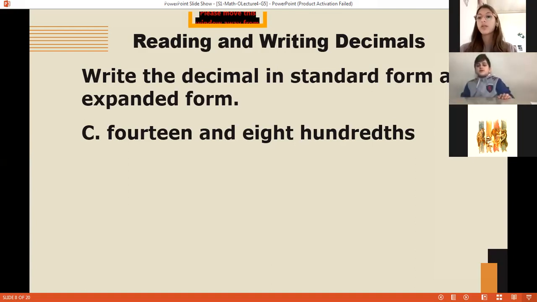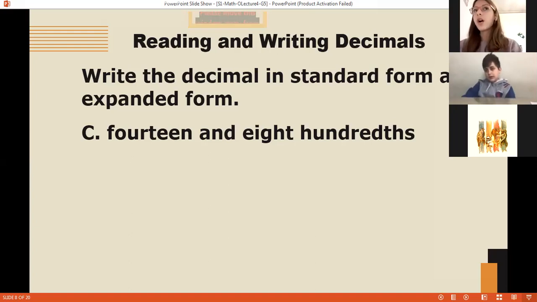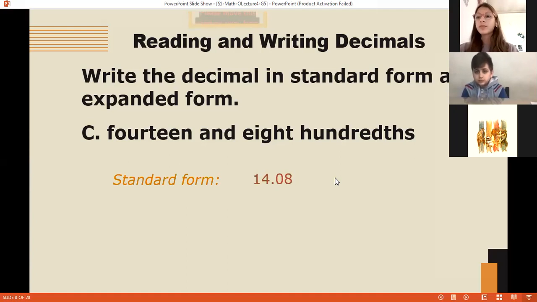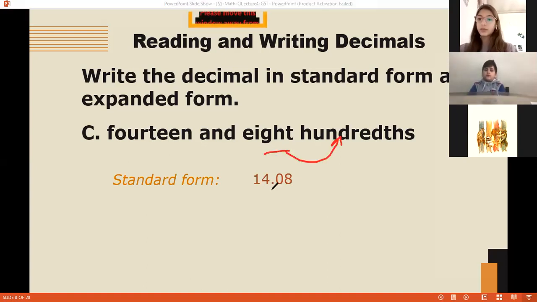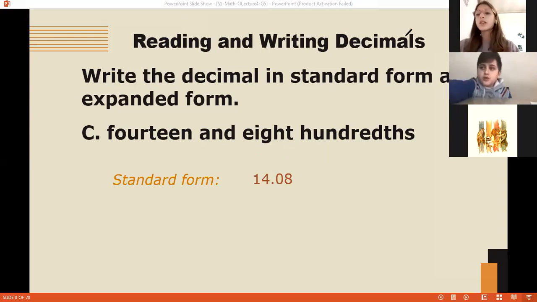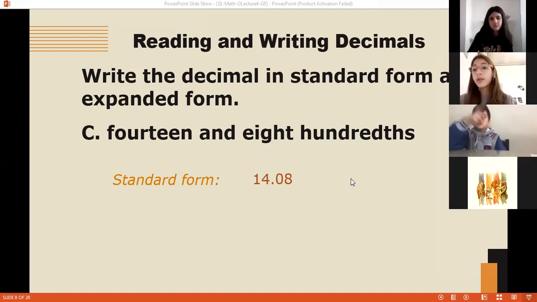14.8? If it were 0.8 we would have said 14 and 8 tenths. Oh, the zeros. Yes, 14.08. Very good, Hala. Excellent, that's correct. So the standard form is 14.08. How did we know? Because I have only 8 in the hundredths digit, so the tenths is 0. Can you now write the expanded form? Okay. 10 plus 4. Very good.